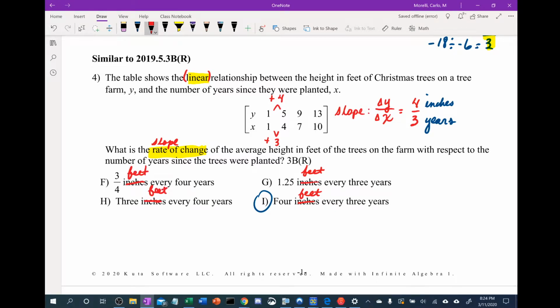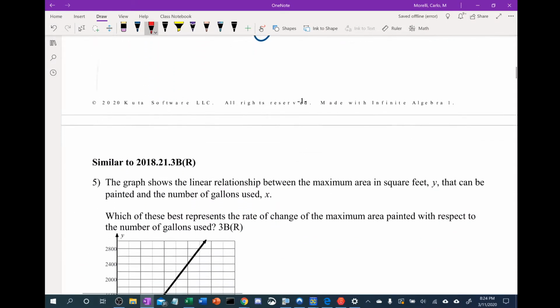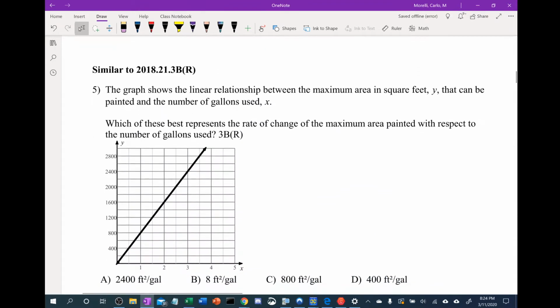Yeah. Makes more sense that way, doesn't it? So that's what we'll do. We'll make sure we change number 4 to reflect that the change is feet every year. Okay. Like that. Okay. Moving on to number 5.